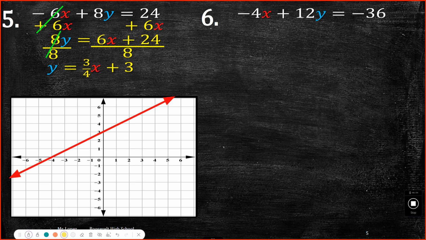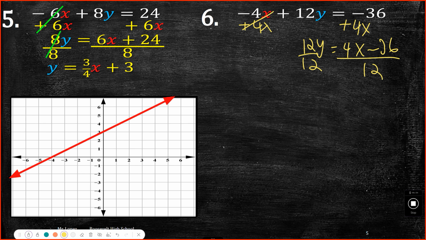All right, let's try not to make a mistake on the second one. Number 6. We're trying to get the y by itself. Add 4x. Cancel this. 12y equals 4x minus 36. Divide by 12.